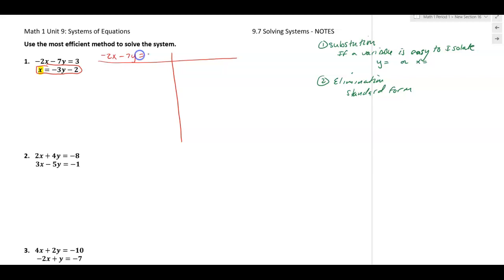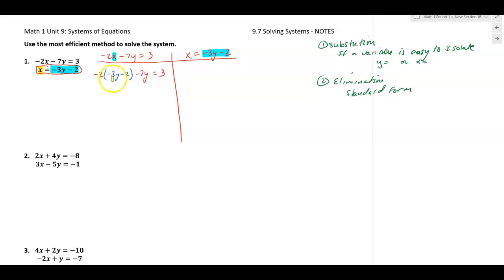Negative 2x minus 7y equals 3. Then x equals negative 3y minus 2. Now I know I'm going to take this value of x, and anywhere I see an x in the other equation, I'm going to replace it with that value. So I'm taking the negative 3y minus 2 and I'm plugging it in. So negative 2, I'm going to kick out the x and replace it with negative 3y minus 2. I have to bring down the minus 7y equals 3.